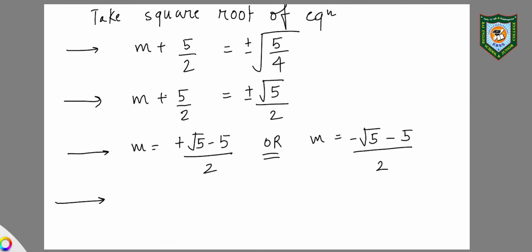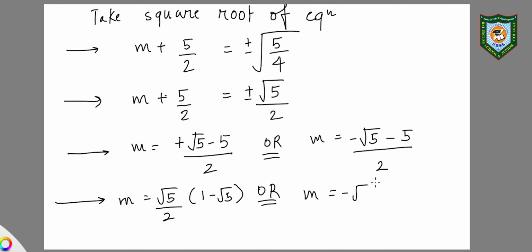So you can write m is equal to root 5 by 2 is common, bracket 1 minus root 5, or m is equal to minus root 5 by 2 and 1 plus root 5. This is your solution for this particular answer.